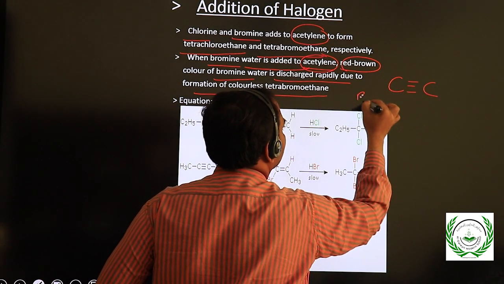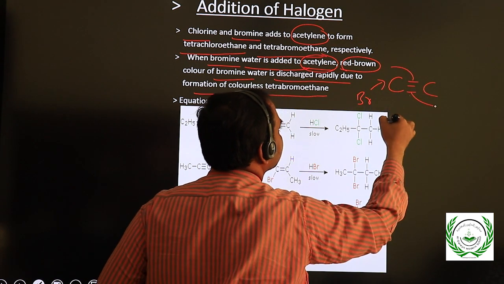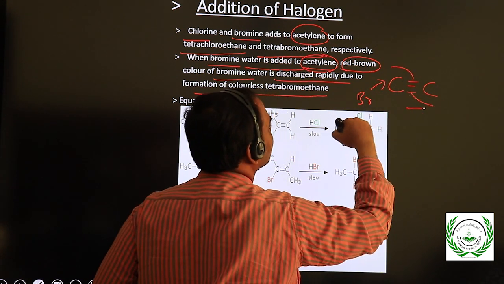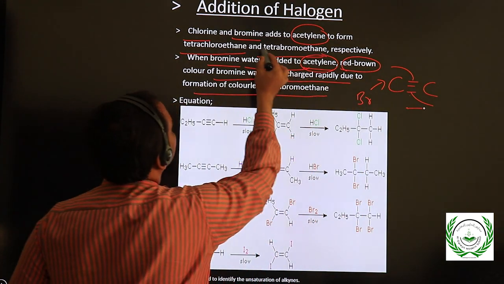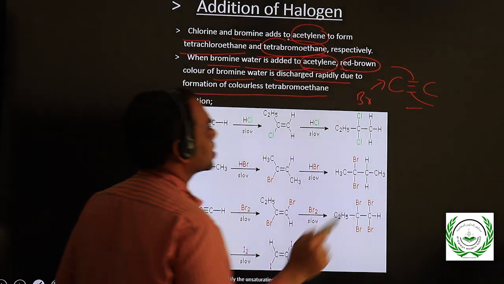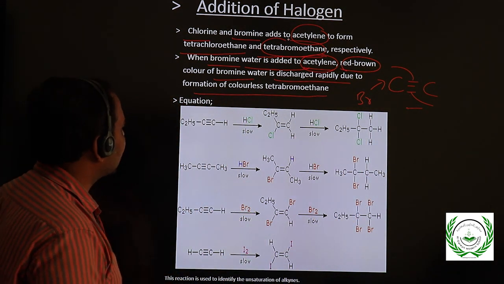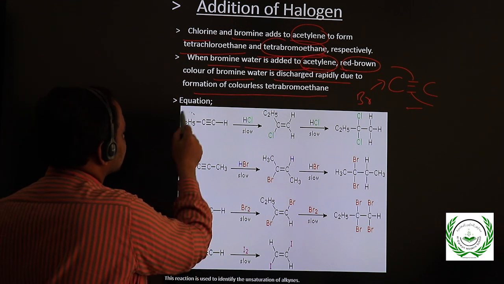When you add bromine, this triple bond will break and they form into single bond and they form this compound, tetrabromoethane. The tetrabromoethane is colorless, whereas bromine is red brown color. Now let's see the equations here.